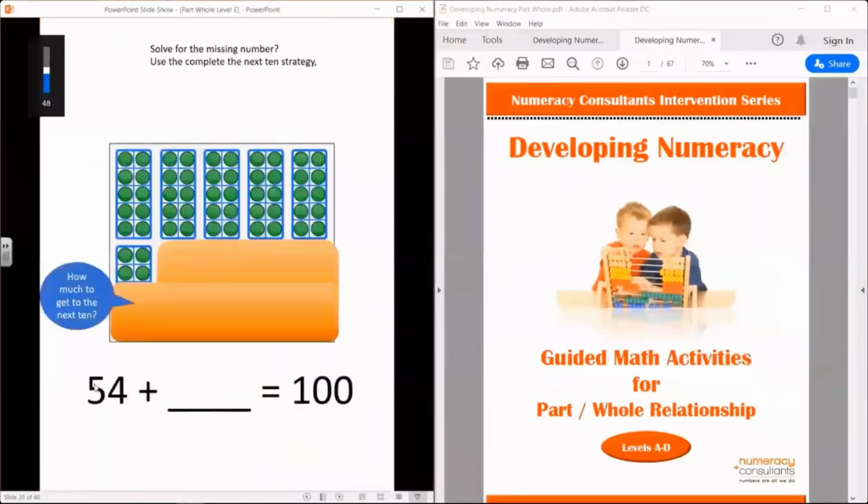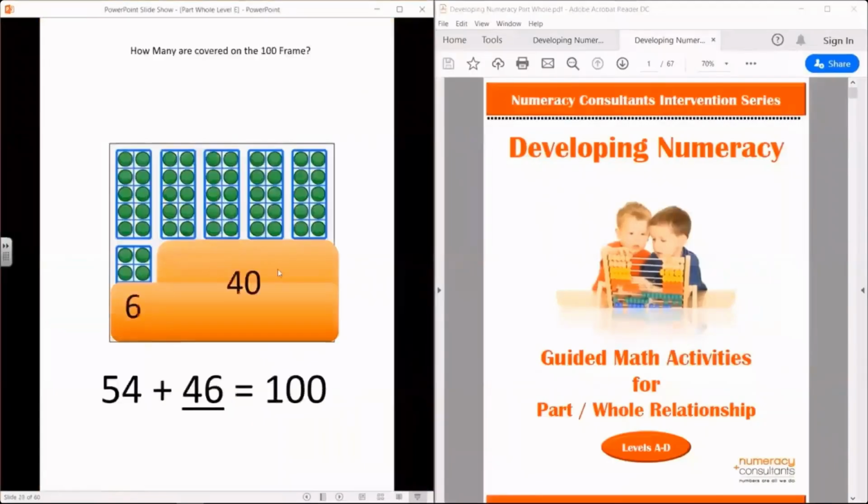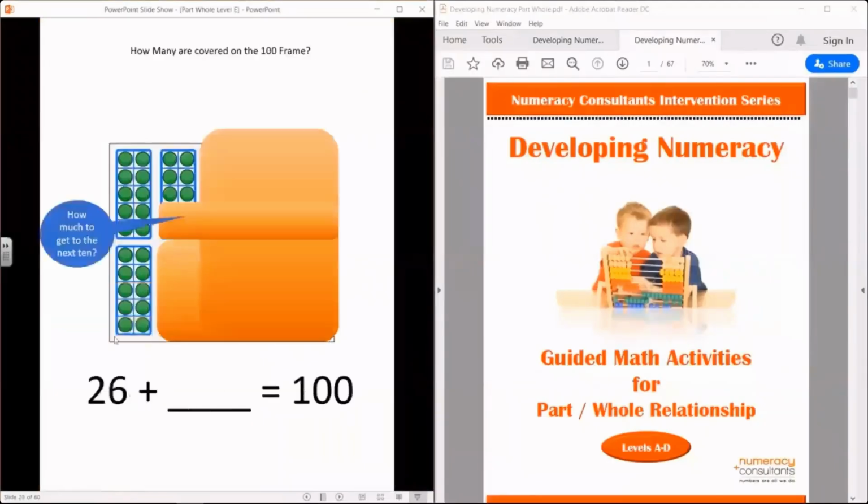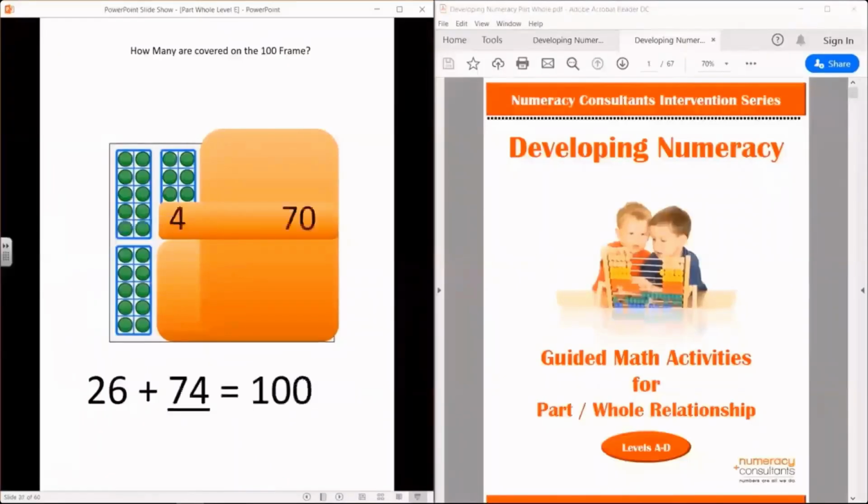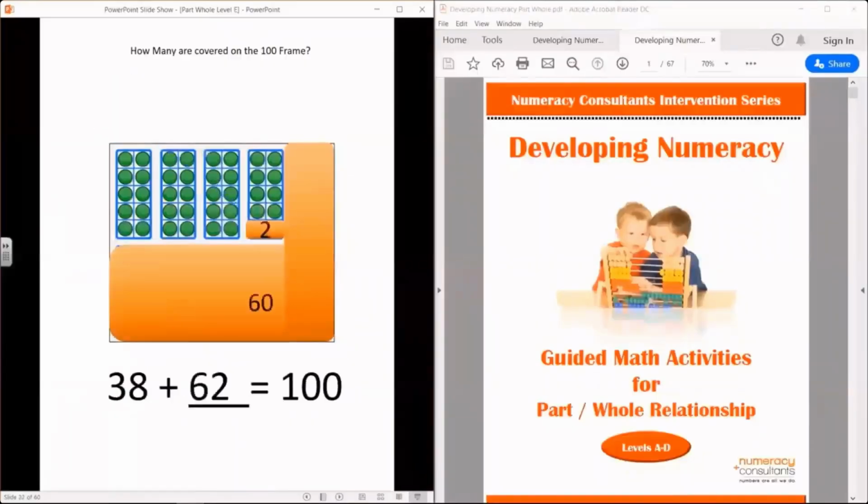Remember, this is all about the next 10, right? So if we're at 54, how much to get to the next 10, which would be 60. And 60 to 100 would be 40. So it would be 64. 26 plus something equals 100. Again, how much to get to the next 10? We would need 4. Remember, they're going to know 3 and 7 makes 10, so 30 and 70 makes 100. So that's what you're trying to get them to connect with.